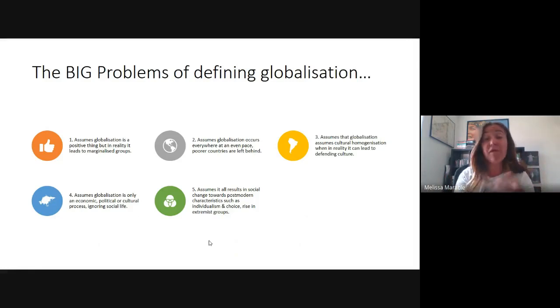And it's not right, it's not wrong, whatever you guys got, I'm sure that's great as well. Okay, number 2, it assumes globalisation occurs everywhere at an even pace, but we know that's wrong because poorer countries are left behind, and even within our own country, poorer families are left behind. How can we counter-argue that? Well, you could perhaps say we're only looking from the 1980s until now. It's only been 40 years. That is quite a short amount of time.